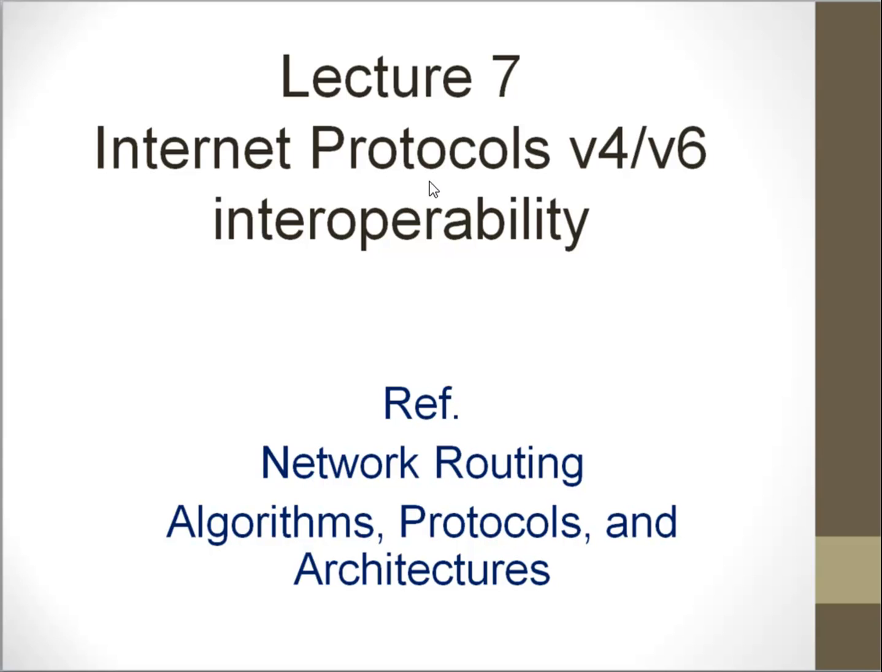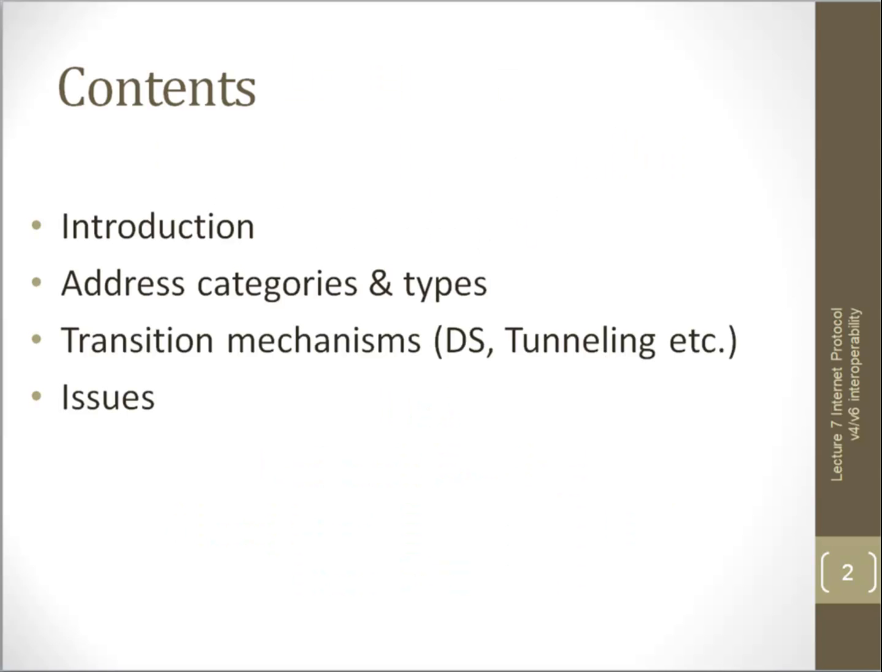So what we are going to cover in this lecture: a basic introduction, that means what is IPv6. IPv4 we already discussed, so no need for any introduction about IPv4. IPv6 we are going to give a small introduction. Then we are going for address categories and types. What are the different categories of IP address available in IPv6? What are the types of IP address available in IPv6?